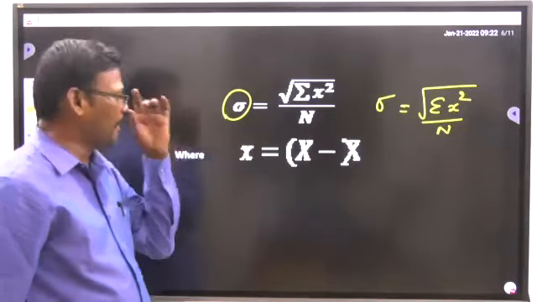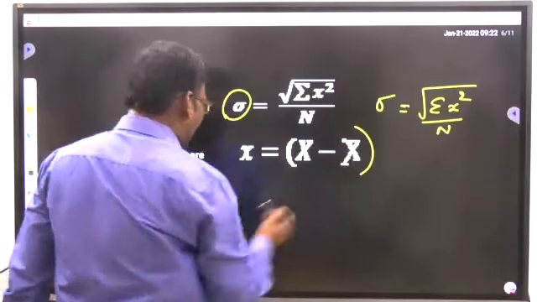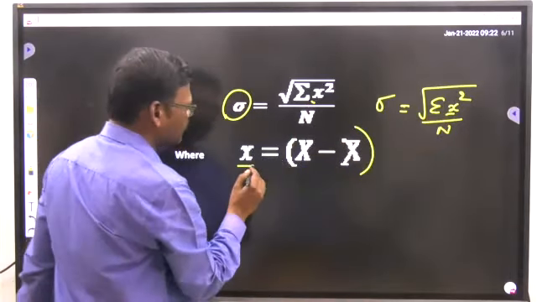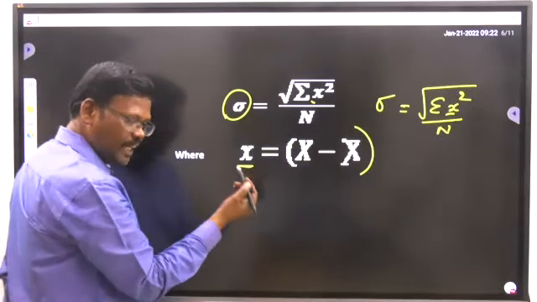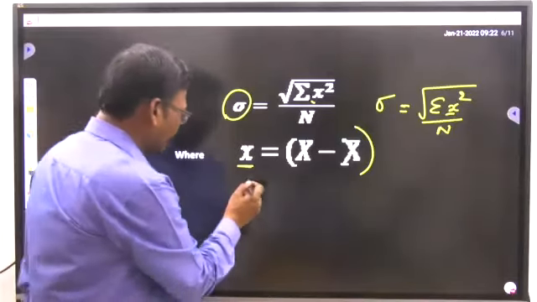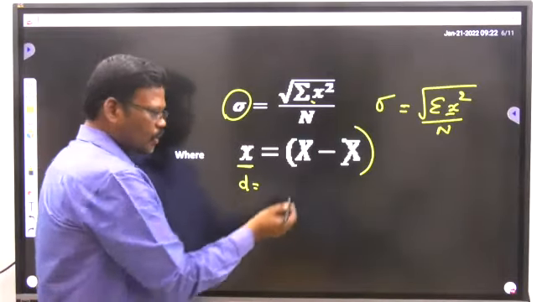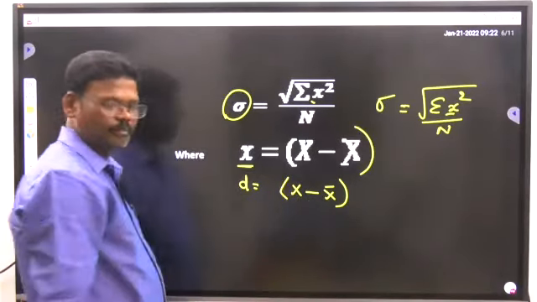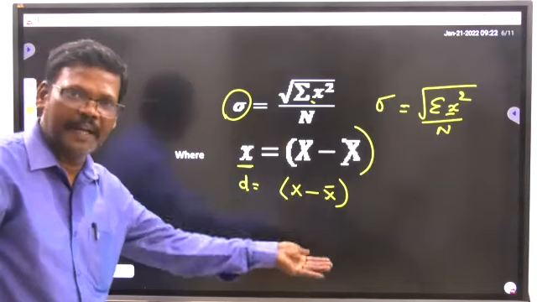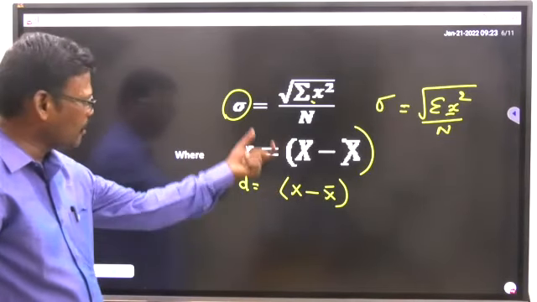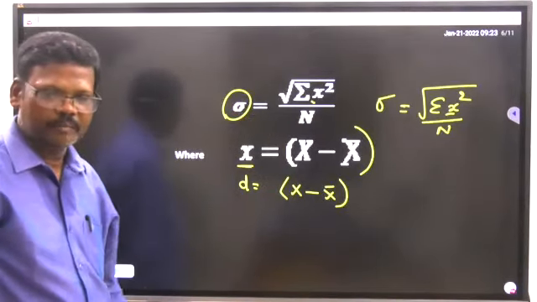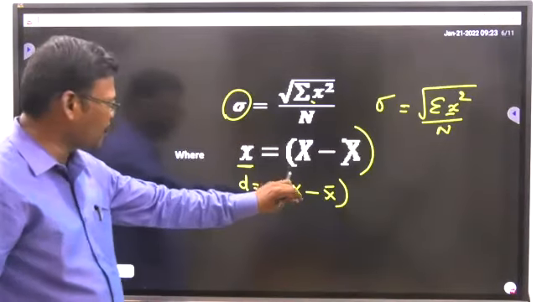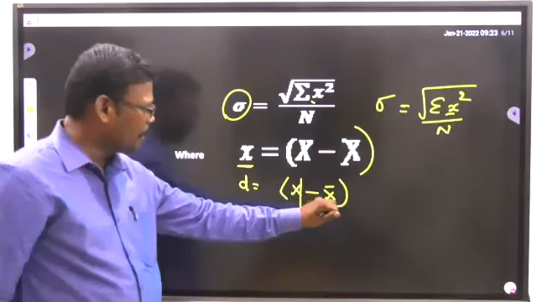Sigma x square divided by n. Here x is nothing but a deviation, that is, the x value minus x bar. X bar is the arithmetic mean, and x is the values given in the distribution. So this is the deviation of the x values from the mean.